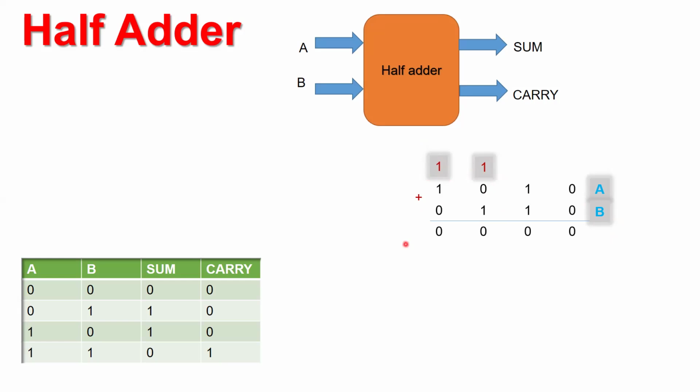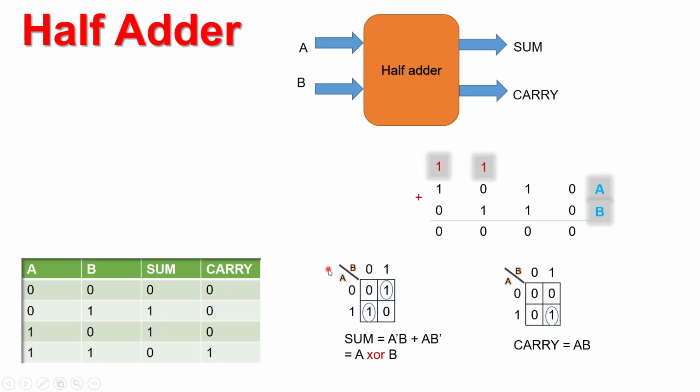Let us move forward. Once you have this table, what you need to do is generate a logic circuit to implement this half-adder logic. So this is the two-variable K-map that we want to produce for two outputs, sum and the carry. So A and B, 0, 1, 0, 1.